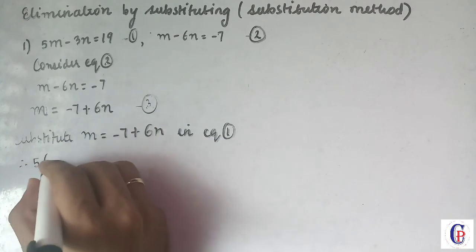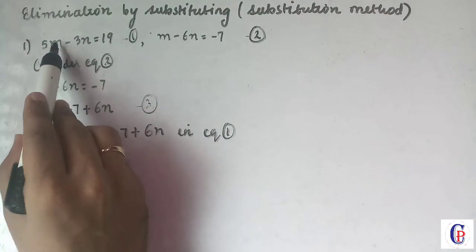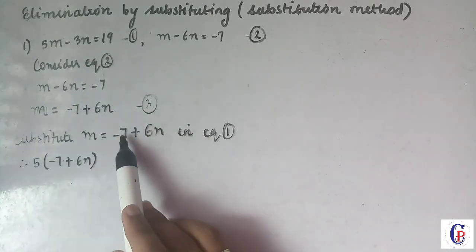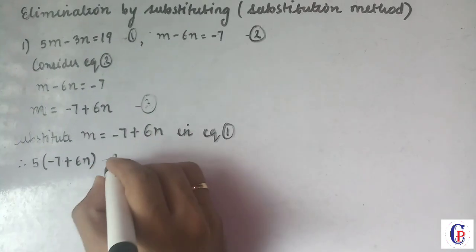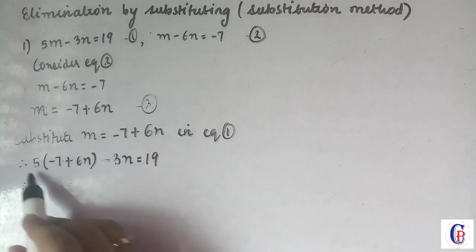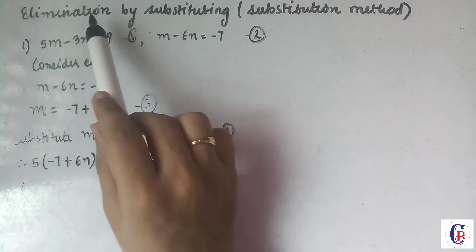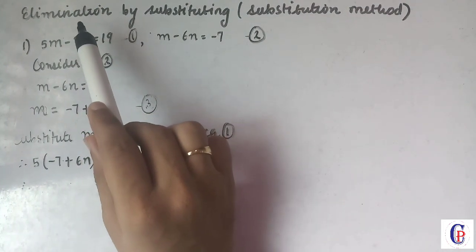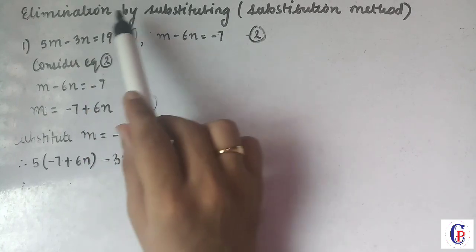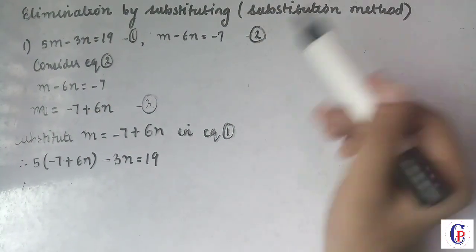So 5 times minus 7 plus 6n, exactly in place of m we have written minus 7 plus 6n, minus 3n is equal to 19. You can see in this equation that m is not there now. So what we have done is eliminated one variable by substituting. So the method name is the substitution method.